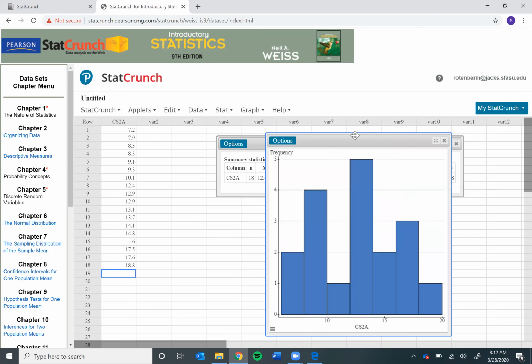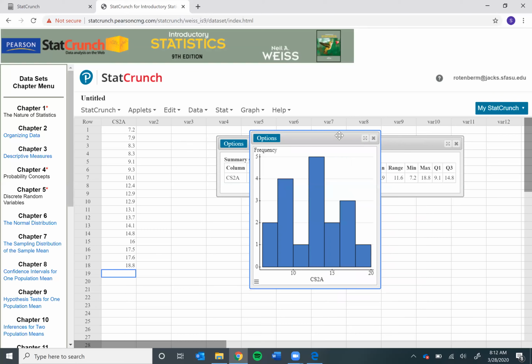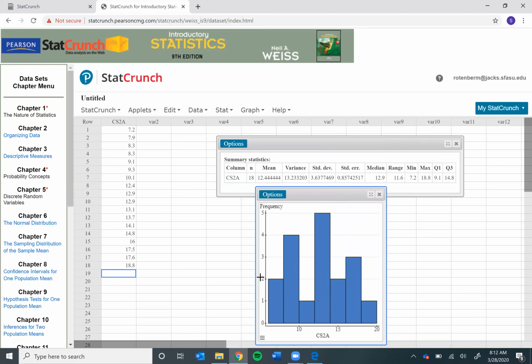Here's a visual of what our histogram looks like. It's not super bell-shaped, but if we took a pencil and curved it over this, we would have an approximately normal bell shape. We've got a little dip right here, a slightly smaller dip right here, but other than that, we have that slightly normal bell-shaped curve going on.